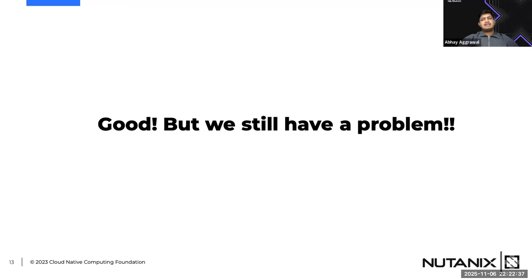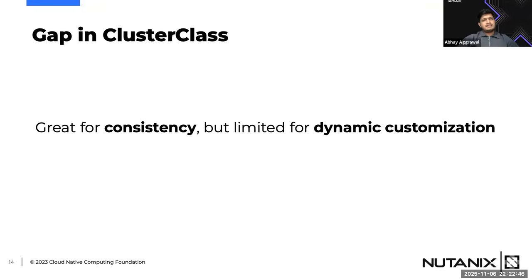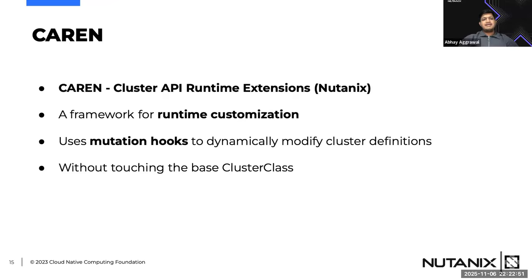So here we talked about ClusterClass, and ClusterClass is really powerful. It's good, but we still have a problem. Great for consistency, but limited for dynamic customization. So that's where CAREN comes into the picture. CAREN is a framework provided by Nutanix to enable runtime customization of Kubernetes clusters managed with Cluster API. It allows dynamic modification of cluster definitions at runtime without altering the base ClusterClass configuration.